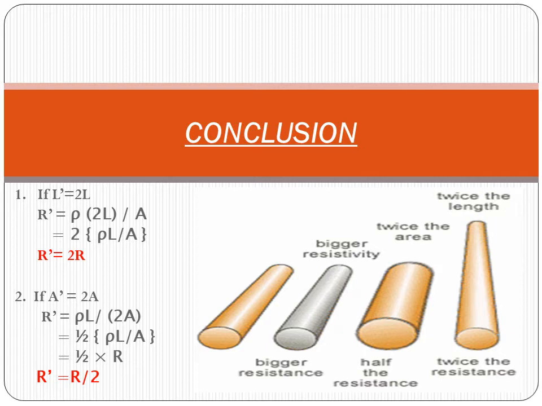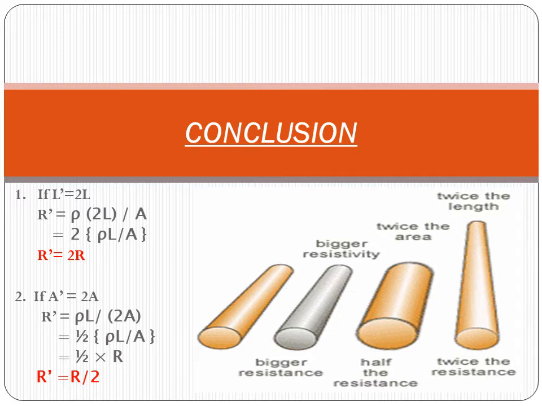So R' will now become ρ × 2L/A. We get 2 as a constant here. So finally we get 2 times our original equation, ρL/A. This ρL/A is nothing but the original formula for resistance, so we can put R in place of that. So we get the change in resistance is twice the original resistance. That means when we increase the length by twice, its resistance also increases by twice.